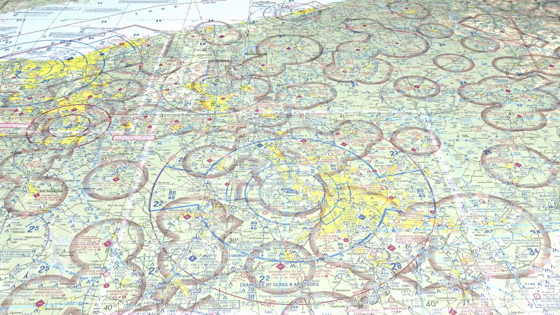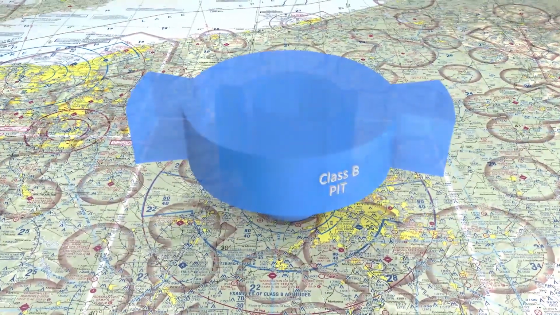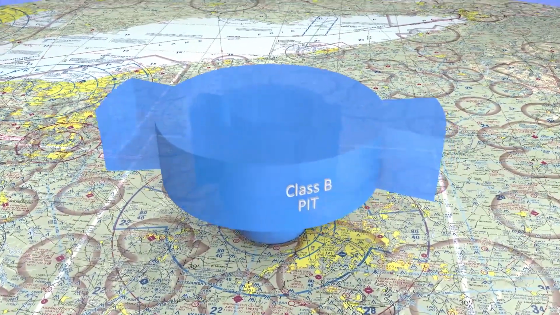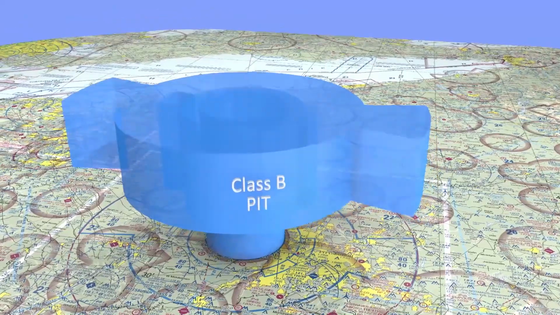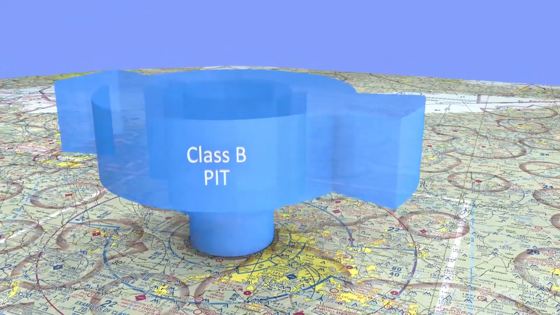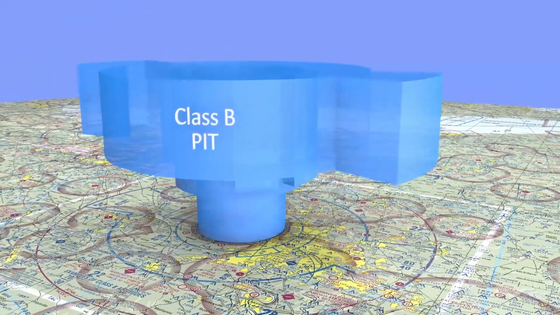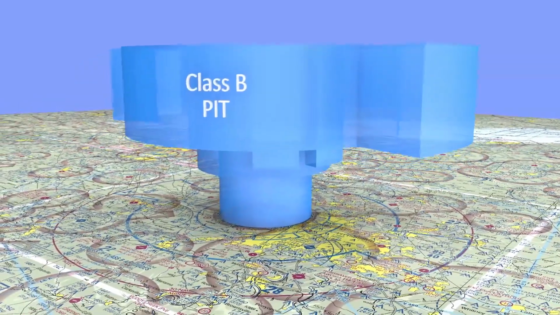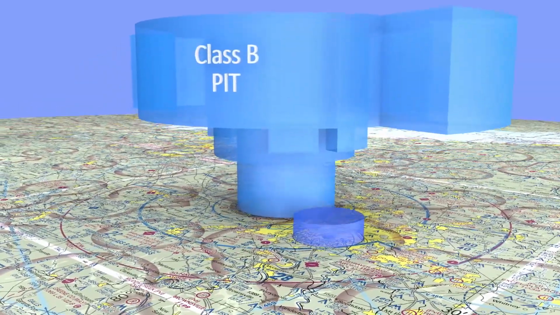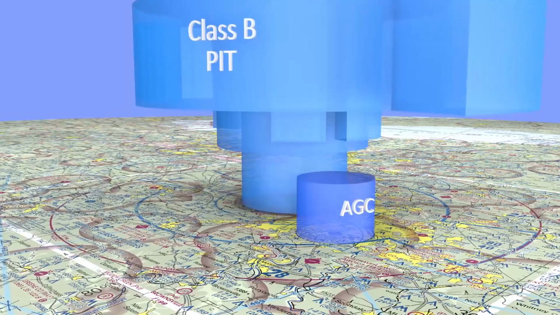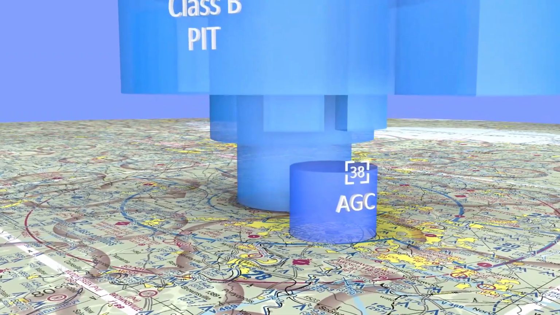Let's see how the Class Bravo actually looks in 3D. The Class Bravo touches the surface in the center and rises up around that like an ornately designed wedding cake turned upside down. Just southeast is the Class Delta airspace that surrounds Allegheny County Airport. It's shaped like a drum, starting at the surface and extending up to 3,800 feet above sea level.